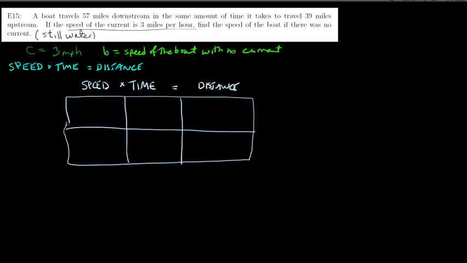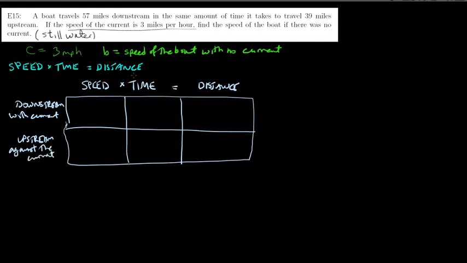And the 2 rows, if you remember, are with the current, so downstream, and then going against the current, which is upstream. So this is downstream, with the current. And then upstream is not without a current, it's against the current. We're fighting the current, going the other way.